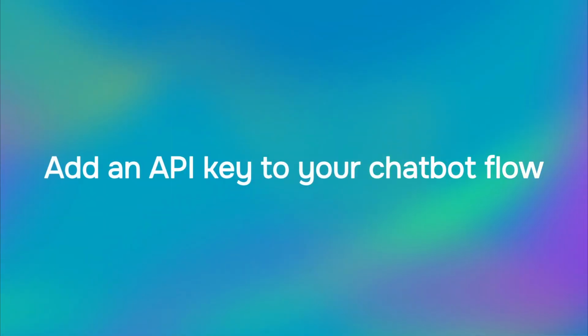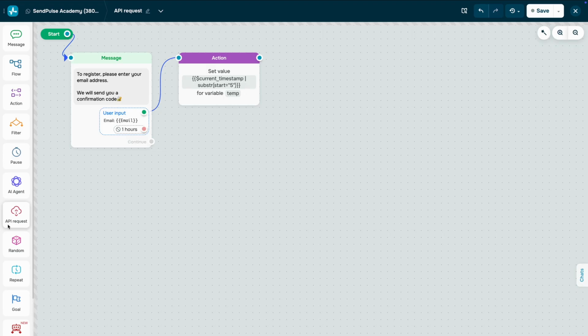Every time your chatbot sends a request to the SendPulse API, it must include an API key in the request header. Let's see how to do this. SendPulse's Chatbot Builder includes the API request element, which lets you send and receive data from external and internal tools, taking your chatbot well beyond standard conversation flows.